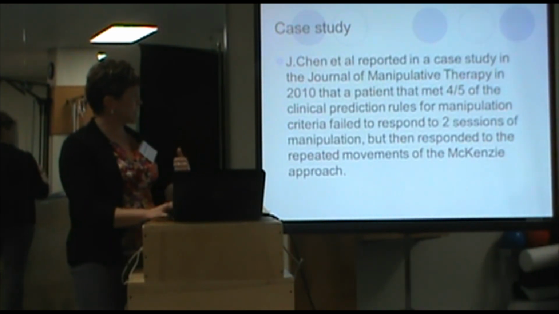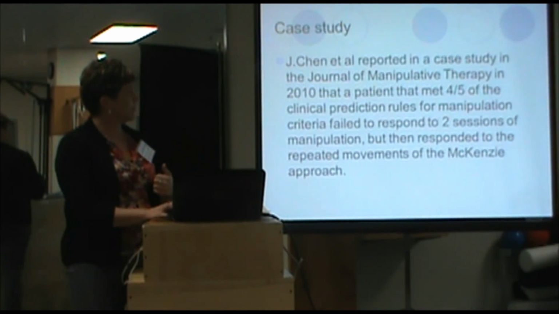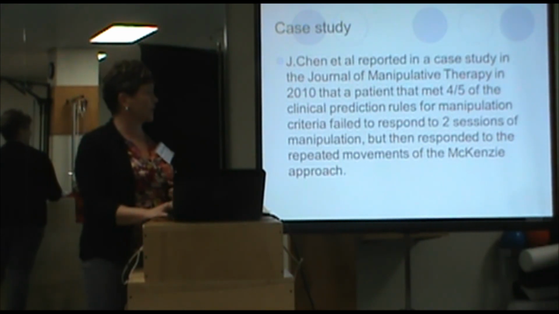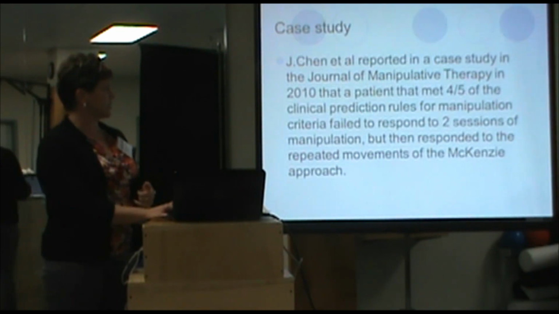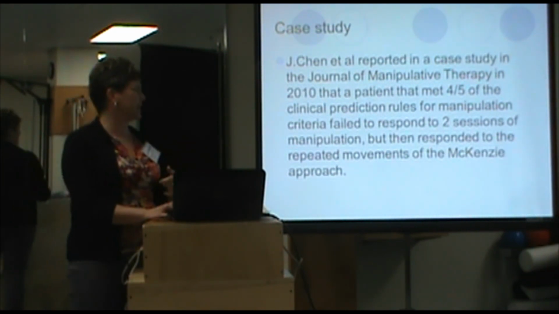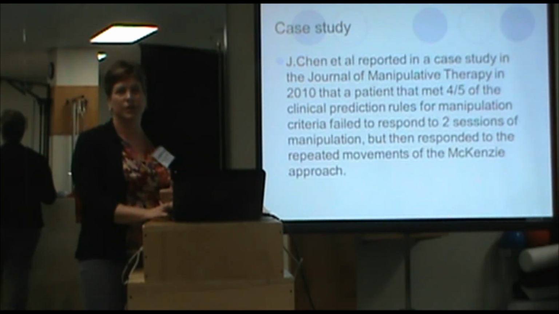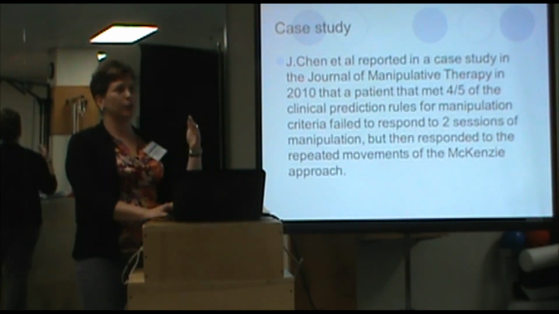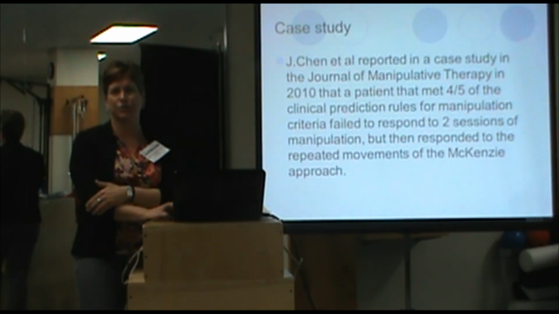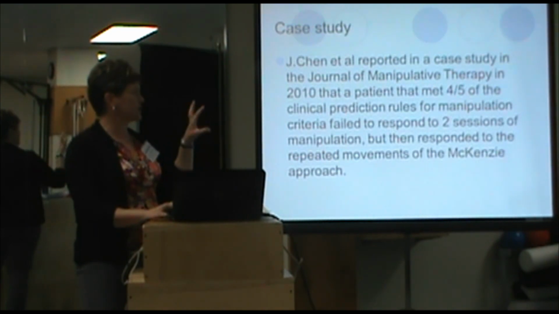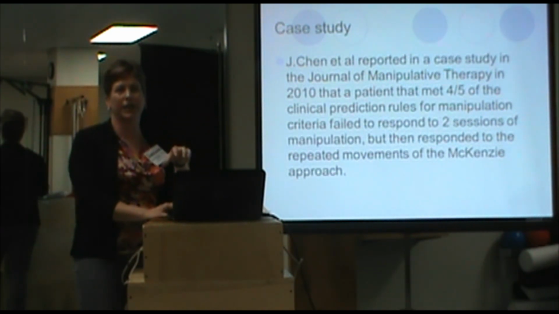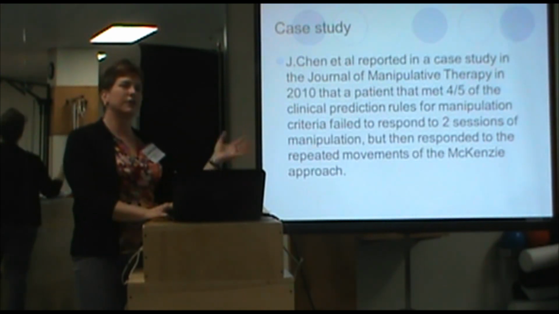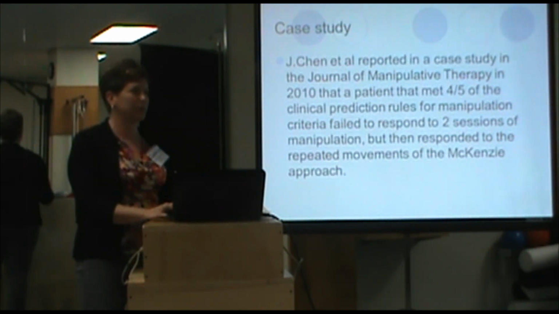There was another case study in 2010. A patient met 4 out of 5 of the clinical prediction rules for manipulation. He failed to respond to 2 sessions of manipulation, but then did respond to the repeated movements of the McKenzie approach. So there has not been a clinical prediction rule developed for the McKenzie approach, but what they're starting to do is some problem solving to see, okay, we have these prediction rules that say manipulation will work. If that fails, does this work? Trying to find ways to guide the physical therapy community in delivering the best care for the patient.